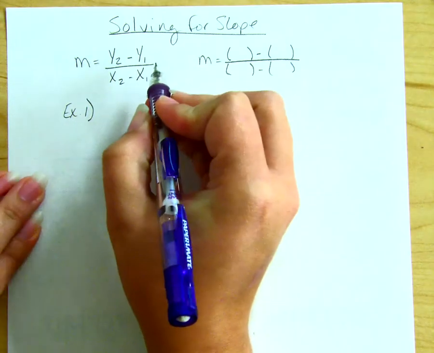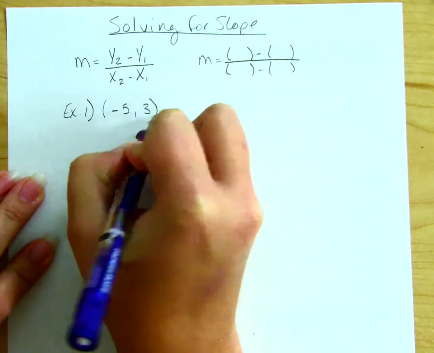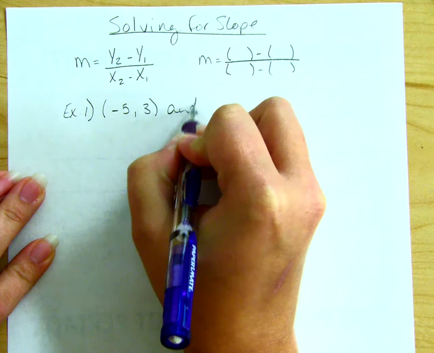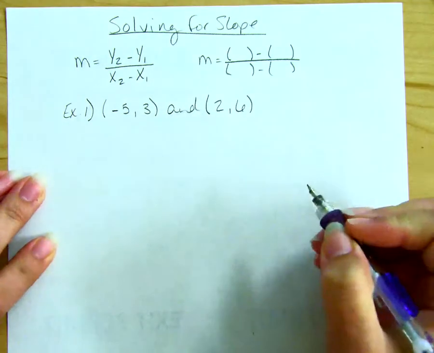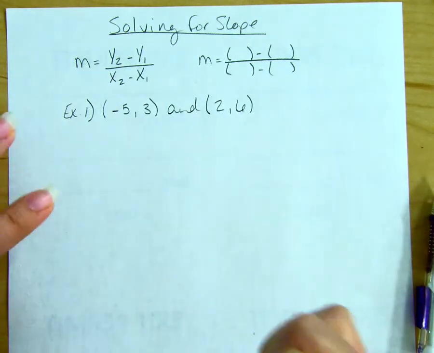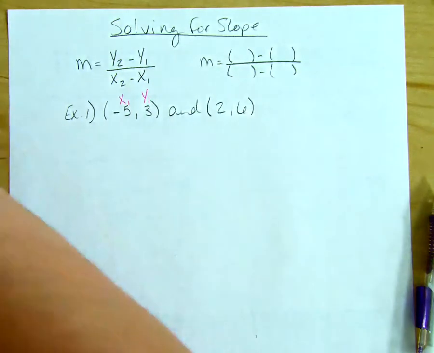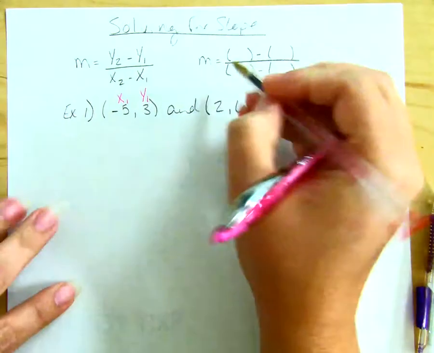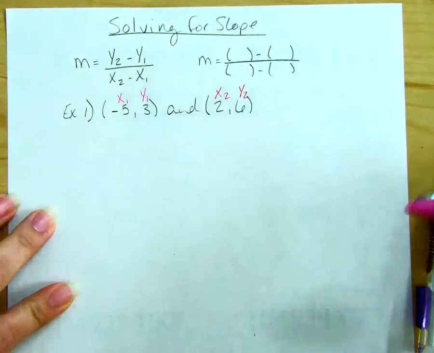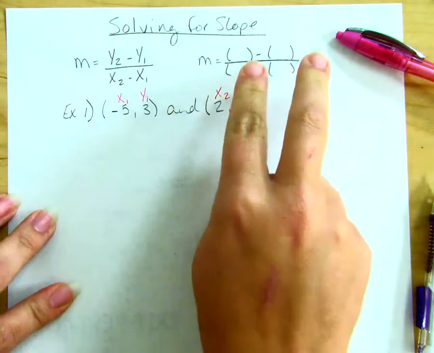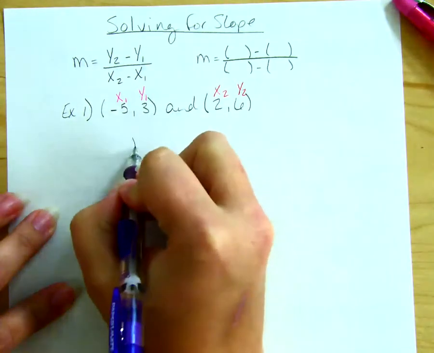Example 1, I have the two ordered pairs -5, 3, and 2, 6. I'm going to label my ordered pairs x sub 1, y sub 1, x sub 2, y sub 2. And I'm going to plug these values into my skeleton. So my first step is to actually write down the skeleton.